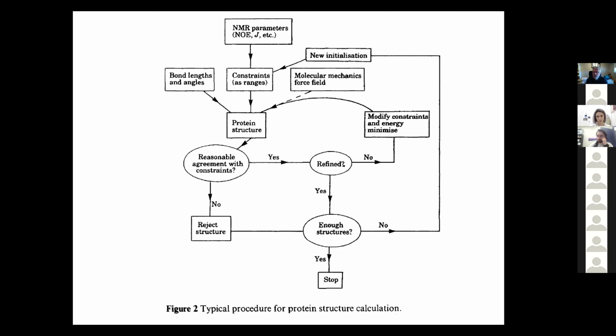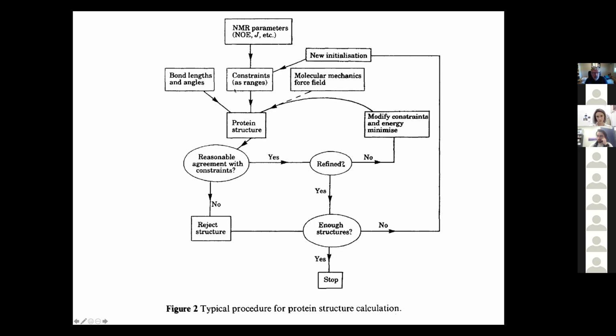Now, this is, of course, something that you don't do on your pocket calculator anymore, and so there are computer programs that do all this. You won't be surprised to hear that the computer program uses NMR parameters, things like NOEs, the proton-proton distances. It uses spin coupling data, and it translates those into certain ranges. It says, okay, this bond has to be between this and this. This distance has to be between 2 and 5.5 angstrom, right?